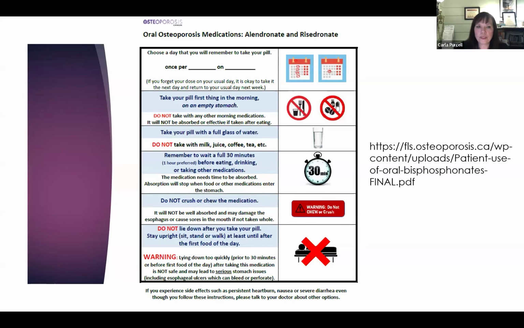This is available on the Osteoporosis Canada website. I give this to all of my patients that I start on the bisphosphonates, the alendronate or the risedronate. I give it to them so they can put it on the fridge and follow the instructions to a T. I usually put my phone number on the bottom too in case they have any questions. But this is available on the Osteoporosis Canada website that you could print yourself if you do take one of these medications.